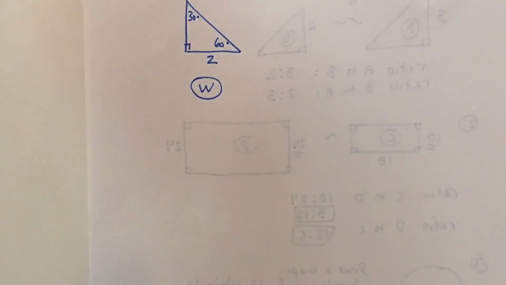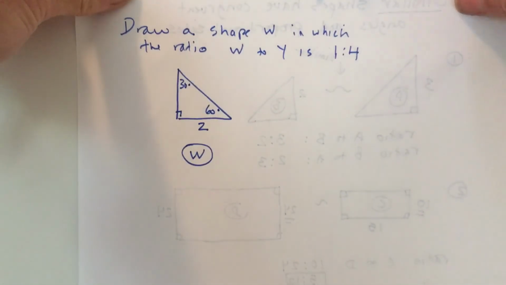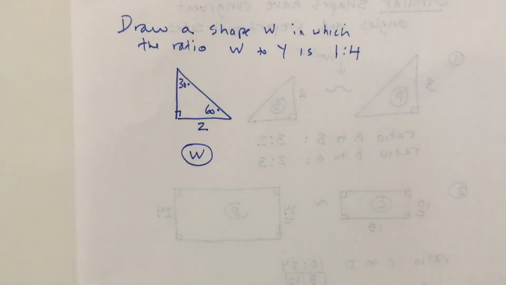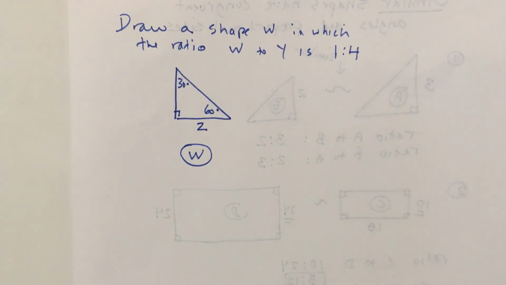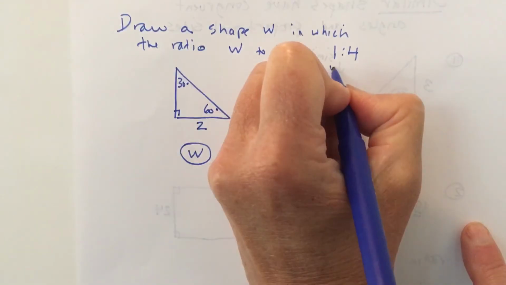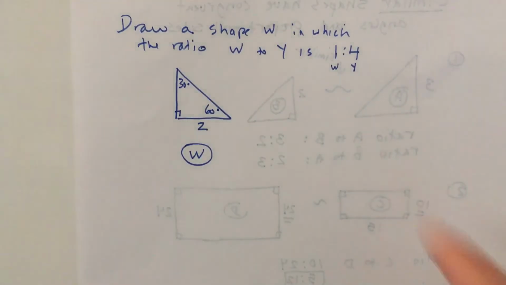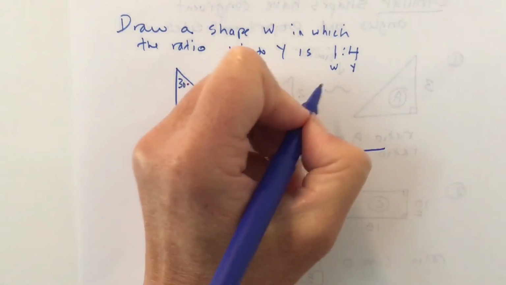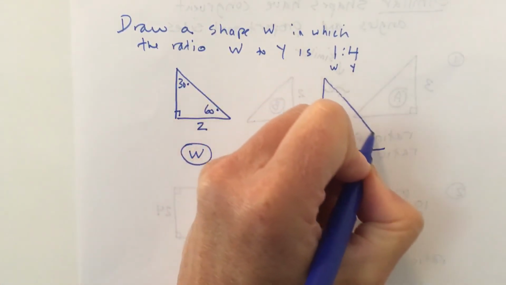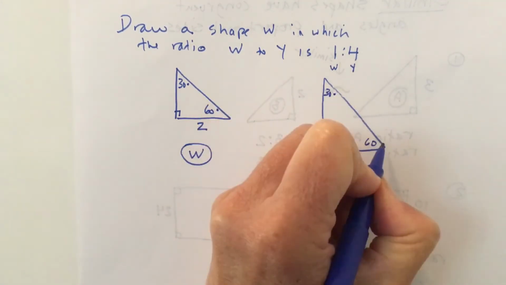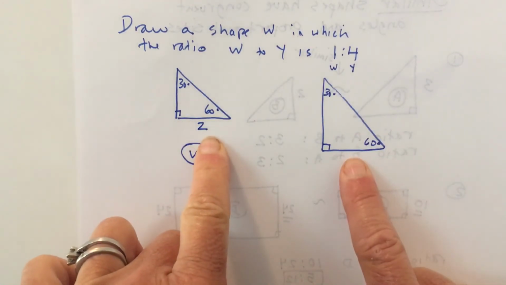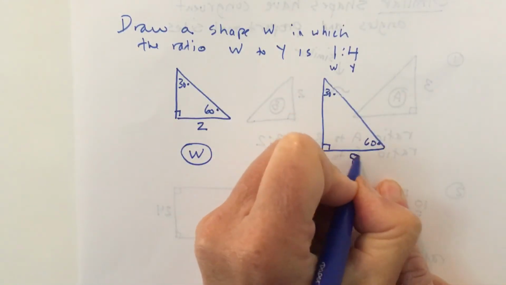Okay, oh shoot. I'm so sorry, you guys. I should be looking. It says draw a shape W in which the ratio W to Y is 1 to 4. Sorry, I didn't have that up before. Okay, you can just pause it and write it now. Okay, so W to Y, so that means that W is here, Y is here. So Y is 4 times bigger than W. So I'm going to draw a pretty big triangle. Okay, the thing that's not going to change is the angle, so it's still going to be 60. That's still going to be 30. But this side has to be 4 times bigger, so this one's going to be 8.